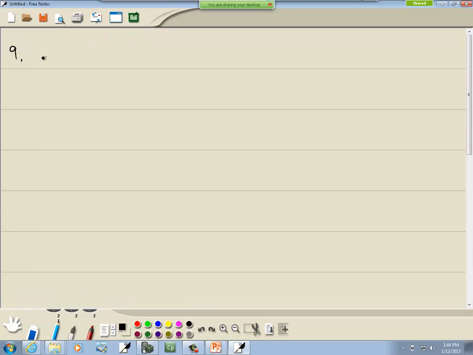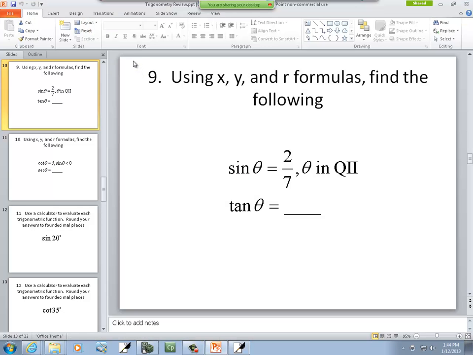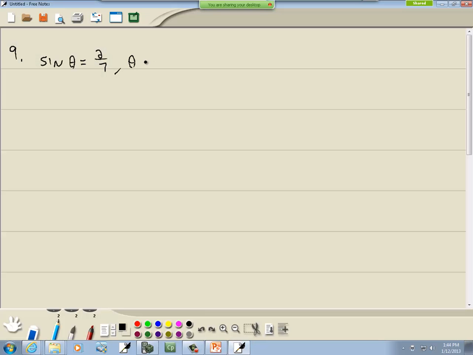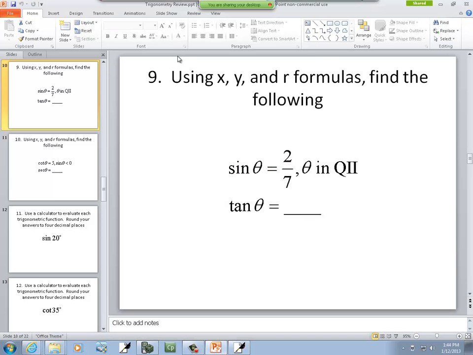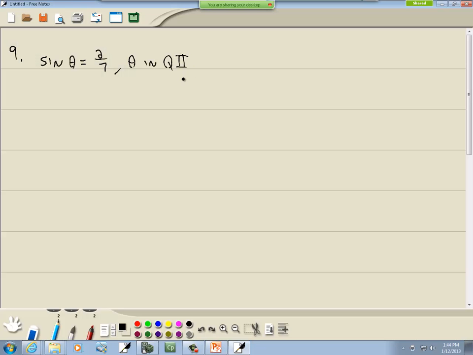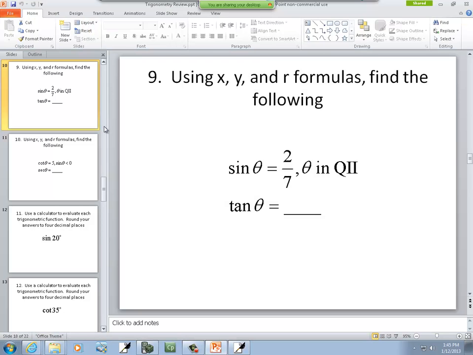We've got sine theta is equal to 2 over 7. And it says theta is in quadrant 2. Quadrant 2, let's think where that's at. That's right here. In this quadrant here, x is negative and y is positive. And then instructions say use the x, y, and r formulas to find the following. And then what's this? Find tangent.